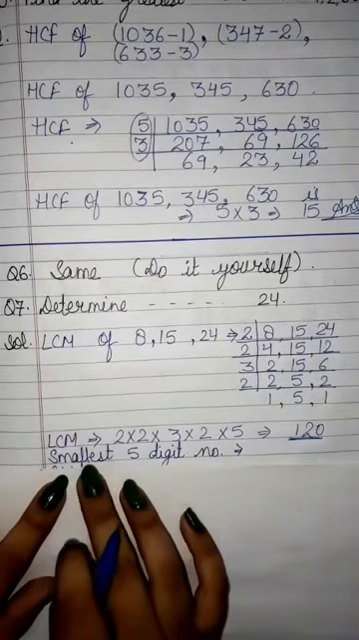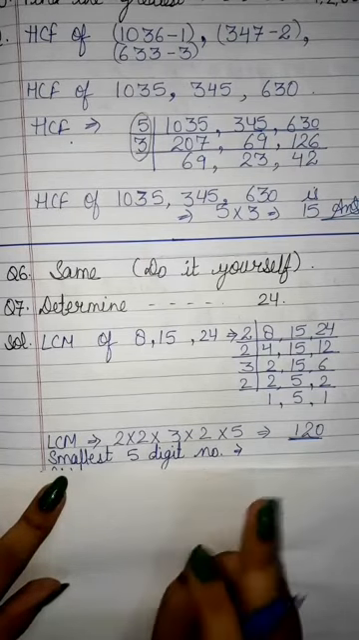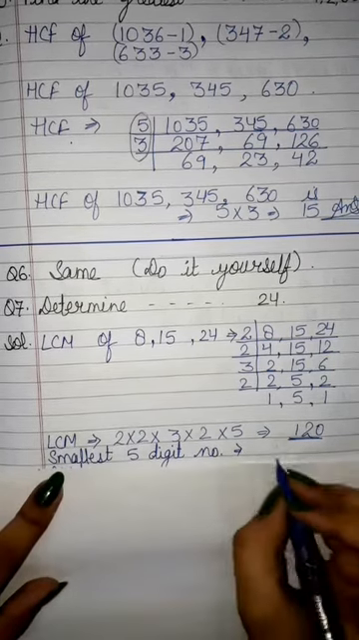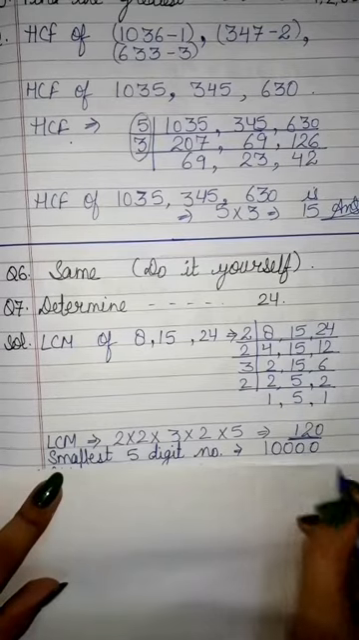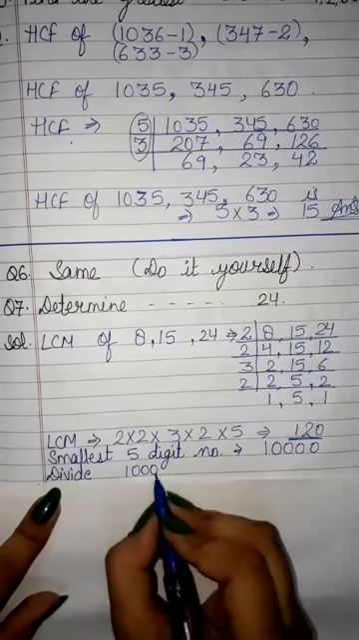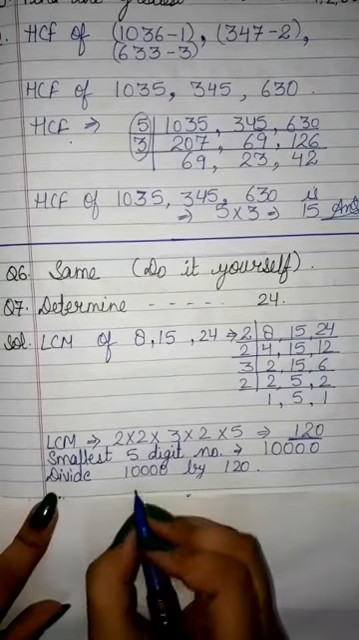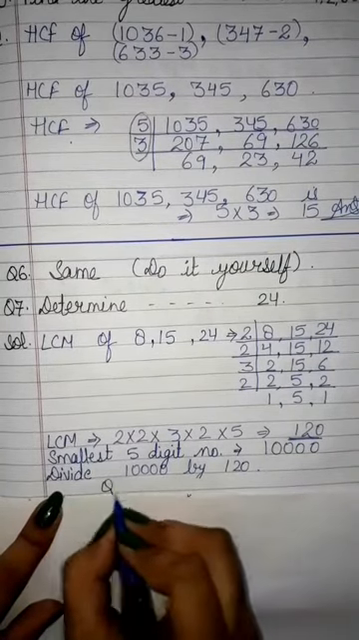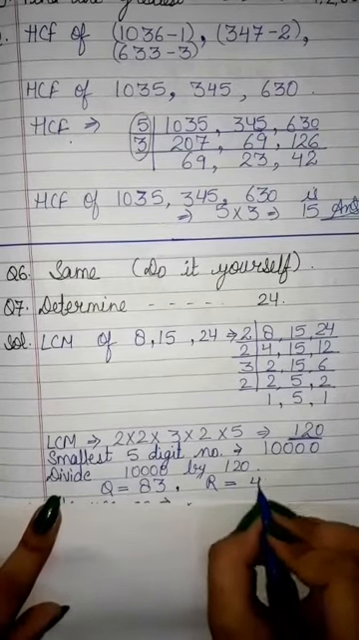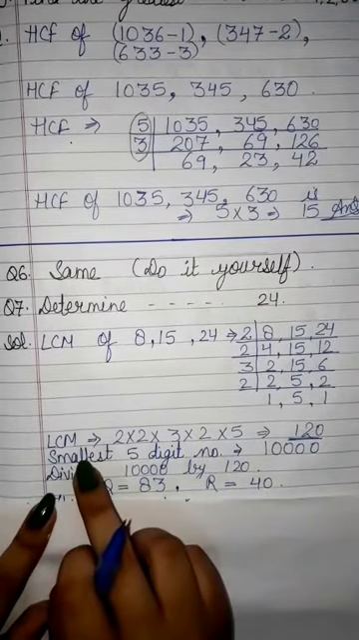Now you have to write the smallest 5-digit number. Children, see, just now we did greatest in question number 1, 2, 3, 4. Now we are doing for smallest 5-digit number. So for smallest 5-digit number, you know, 1 and 4 times 0, 10,000. Now divide this 10,000, the process is same, by 120. Children, see, when you will divide this number by 120, you will get 83 as quotient and remainder 40. Okay children, the process till here is same for smallest and for greatest 5-digit number.